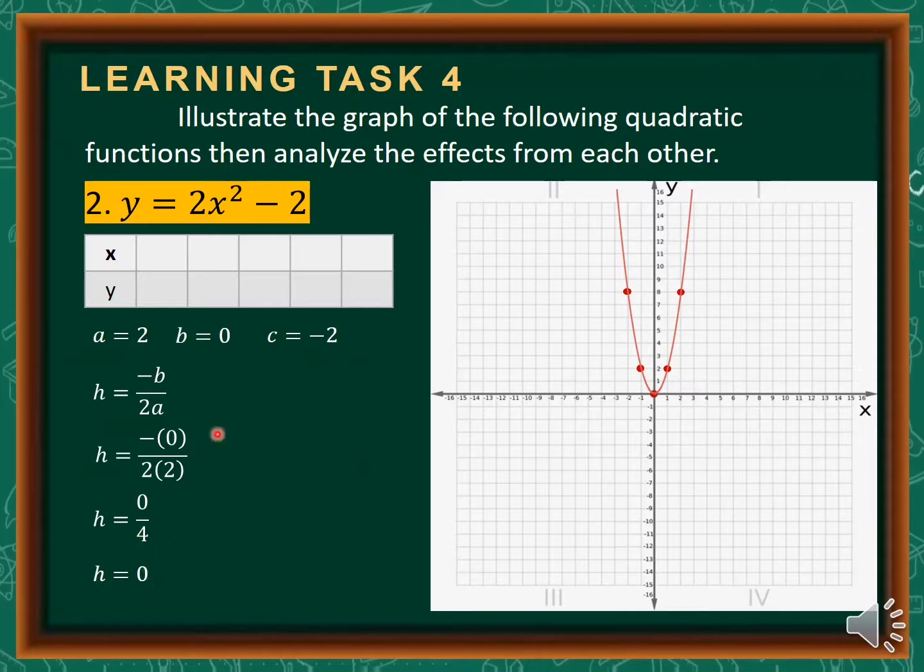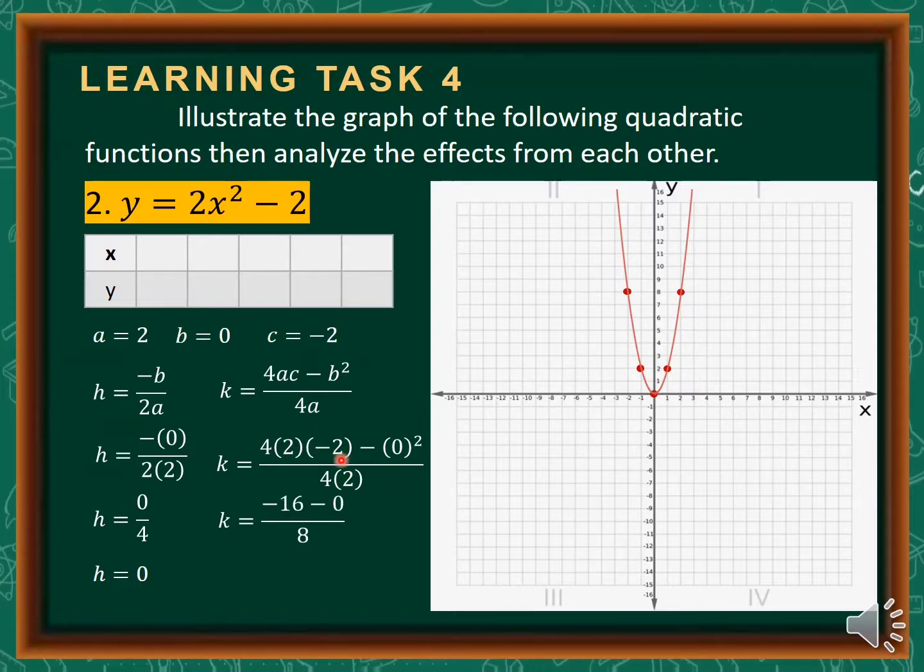We have 4ac minus b squared all over 4a. 4 times 2 times negative 2 minus 0 squared, all over 4 times 2. 4 times 2 is 8 times negative 2, that is negative 16. So, minus 0, all over 8. Negative 16 minus 0 is negative 16 divided by 8, and that is equal to negative 2. So, therefore, your vertex is equal to 0, negative 2. Ang h natin ay 0, so ang x natin ay 0. Ang k natin is negative 2, so the value of y is equal to negative 2.